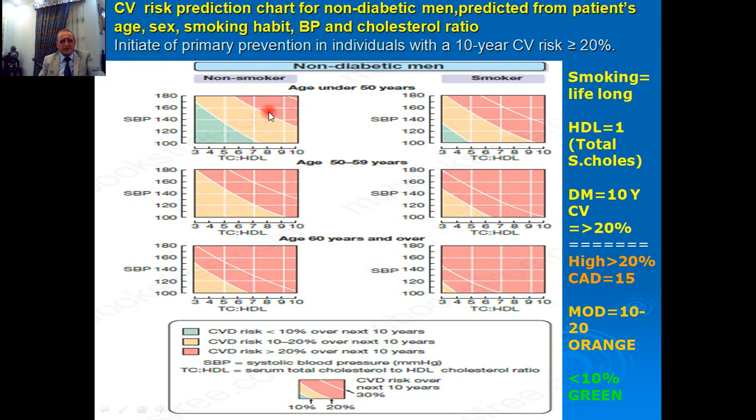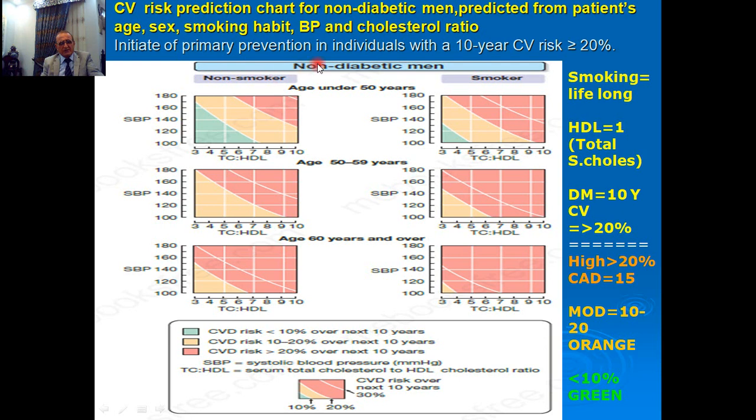This is from the textbook, from your reference. This is a cardiovascular risk prediction chart for non-diabetic men. Unfortunately, a diabetic patient already has a 20% risk. Regarding the age, sex, smoking habit, blood pressure, cholesterol. Smoking means lifelong smoking. High density cholesterol will be 1 if you take the total cholesterol ratio.